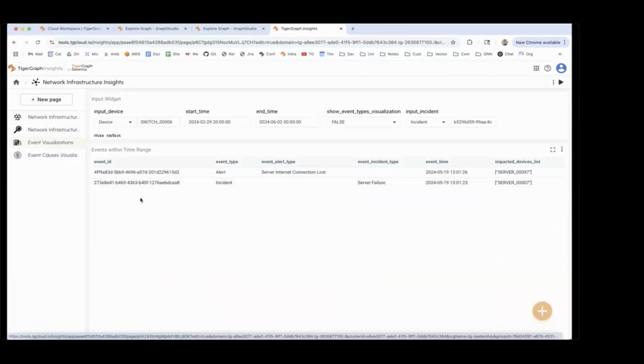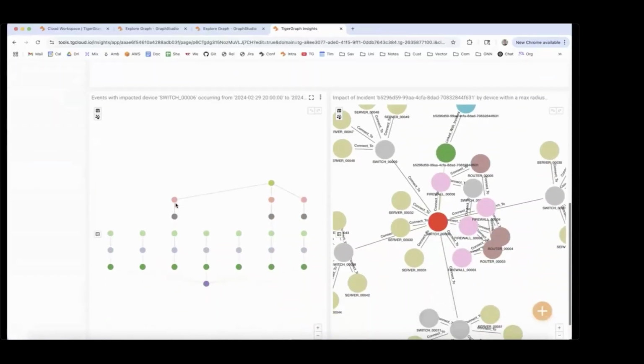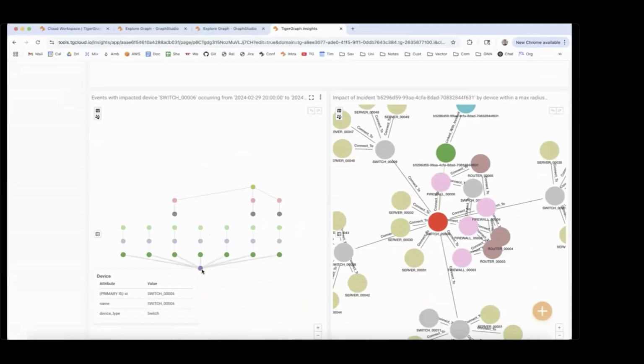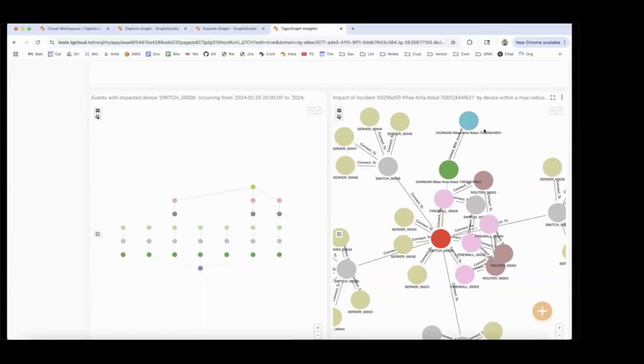Here I can see all the lists of events and alerts. And I can see, for instance, that this device, switch 6, was impacted 7 times during the time frame that I'm looking at. And I could see that, again, the incident here impacted this firewall and this switch.